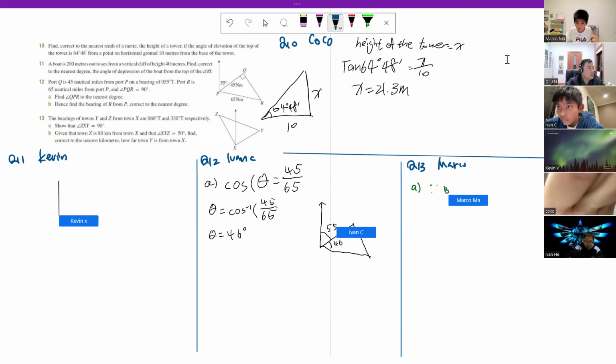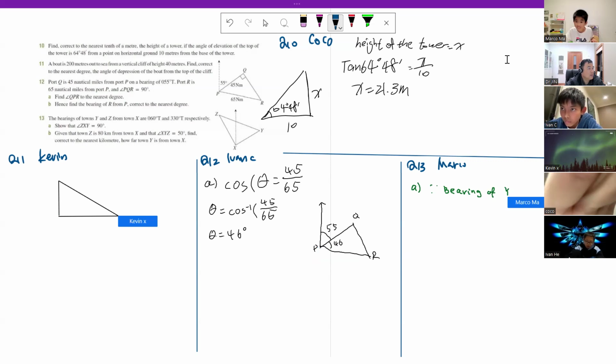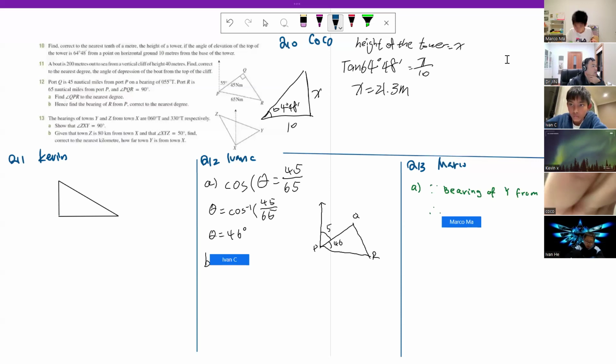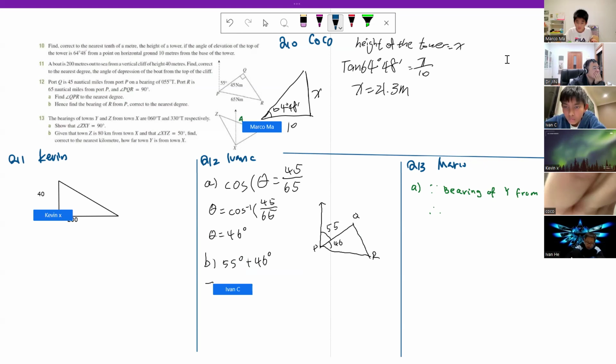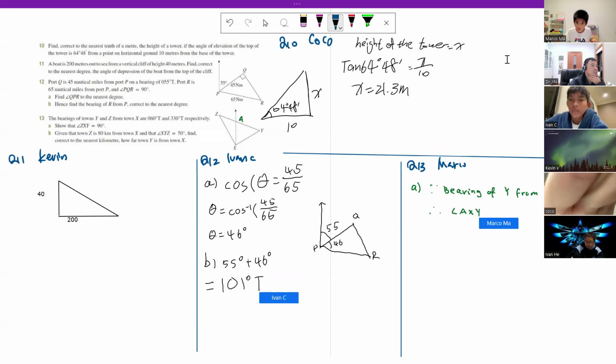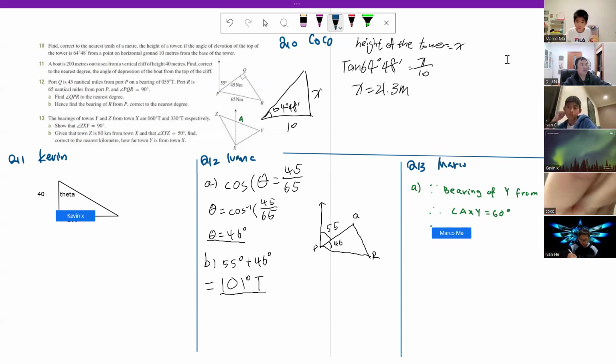All right, so the first question: find the height of the tower correct to the nearest 10th of a meter. So Coco, you know what that means? 0.1 meter, right? The height of the tower, if the angle of elevation to the top of the tower is 64 degrees 48 minutes from a point on the horizontal ground, 10 meters from the base of the tower. Yep, that's fine. So tangent. Yeah, that's fine. So I believe, okay, so one thing I would ask Coco, because you already did it.